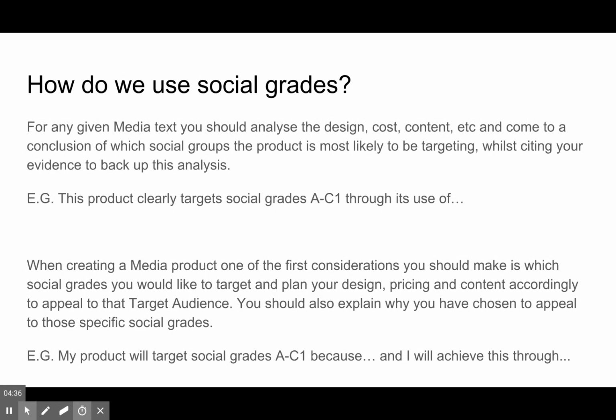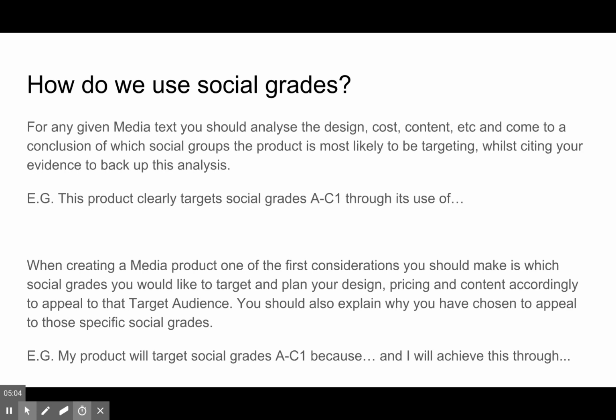As a sentence starter, I've got: this product clearly targets social grades A to C1 through its use of... Now this might be that it uses very high quality, high class design elements. It might be that it has articles about expensive or glamorous things within it. You get the idea. Generally it will be including things that will appeal to people with a larger amount of disposable income, specifically A to C1 generally.